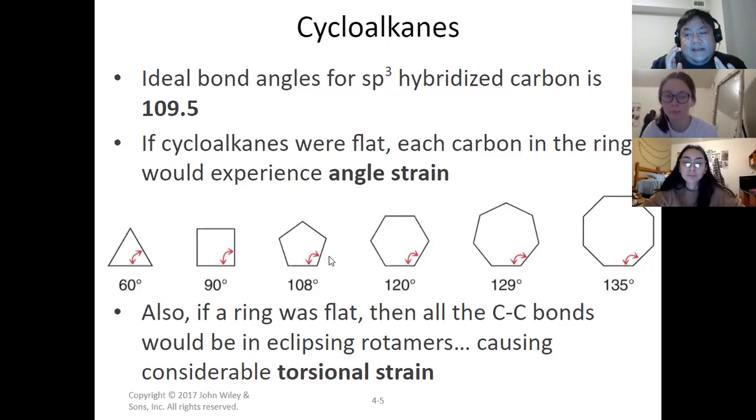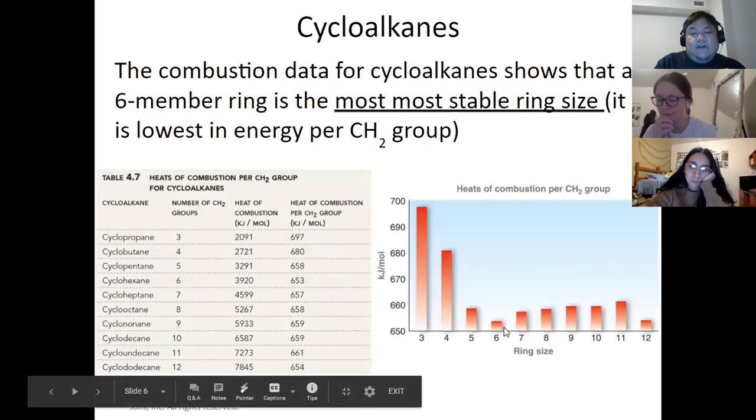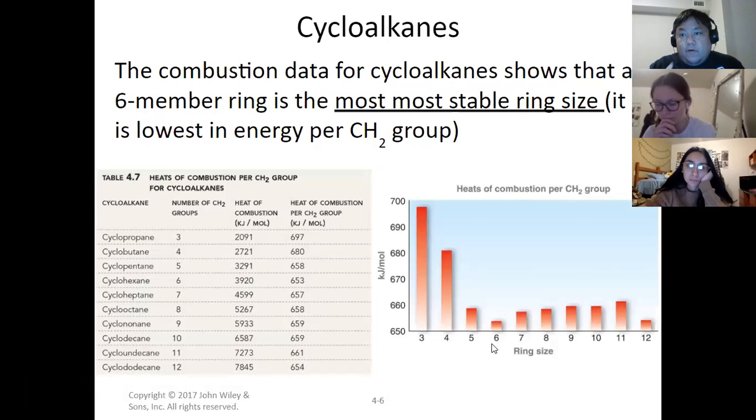But this is only thinking of it in a 2D dimension. This isn't taking into account the 3D dimension. And so as we see them here, they kind of rotate themselves from what you would expect. What we find is that six-membered rings actually are our most stable. This is a very important question because a lot of professors like to ask this.